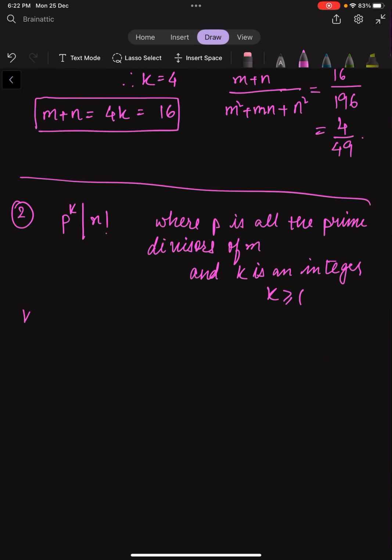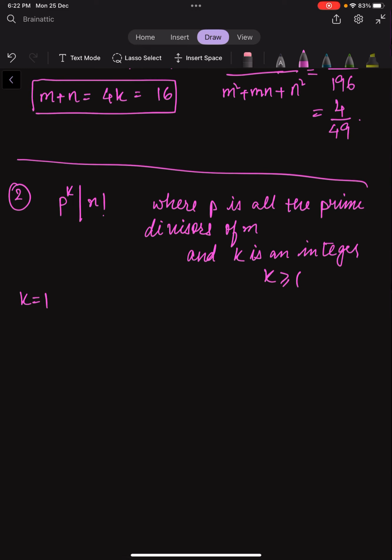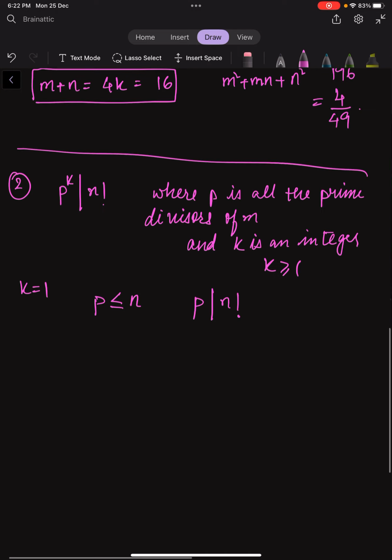So let's start with k is equal to 1. It will be a very simple proof because we already know that p is less than or equal to n and the divisor p will definitely be there in n factorial. If you want to dig deep, suppose n is equal to 4.